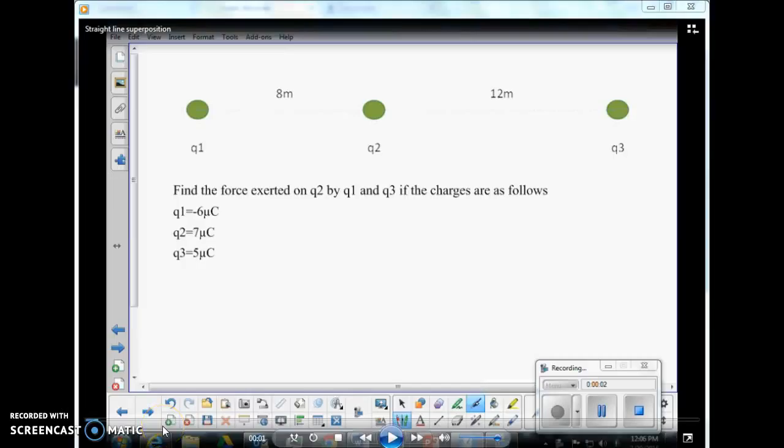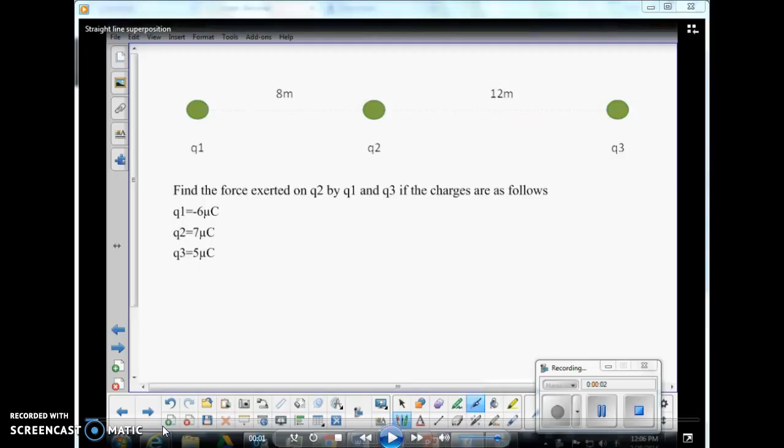Today we're going to be talking about superposition and how to add electric forces together when you have more than two charged particles. Coulomb's law will only let you work with two particles at once. So what happens if we have more than two? Let's say we have three.